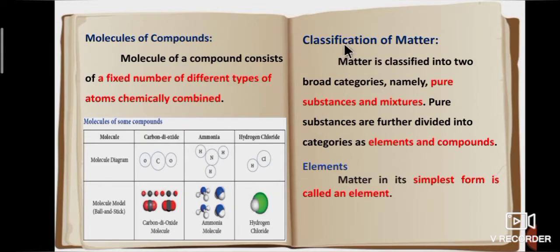Next we are going to learn about classification of matter. Matter is classified into two broad categories, namely pure substances and mixtures. Pure substances are further divided into categories as elements and compounds. We will see one by one. What is an element? Matter in its simplest form is called an element.